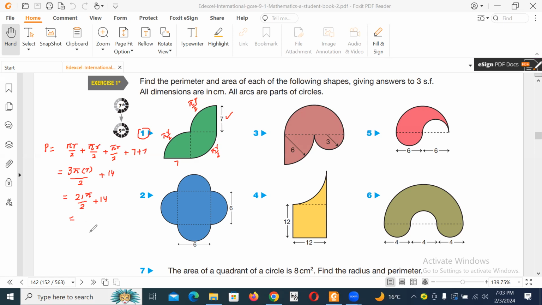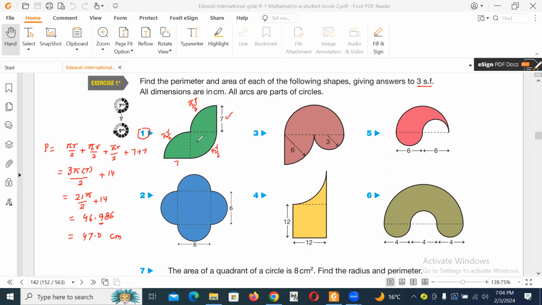So if we check, 21 multiplied by pi gives me 65.9, divided by 2 is equal to 32.9, plus 14. The last answer is 46.986. But remember that we are looking for three significant figures, so I will round off the 9. So it is 47.0 centimeters. This is the first answer.